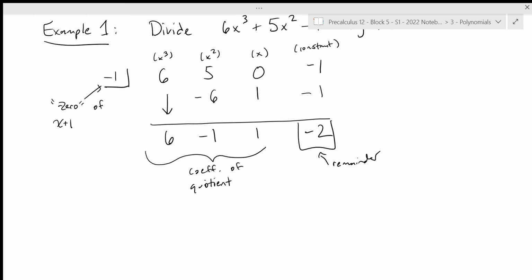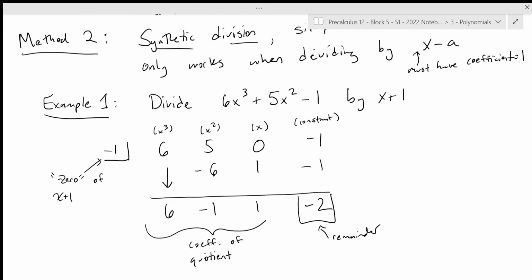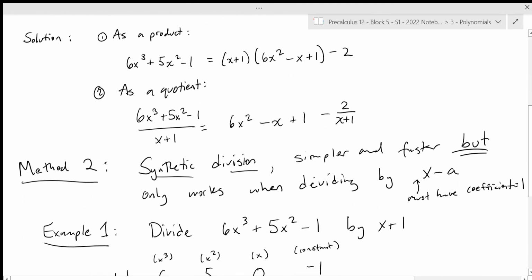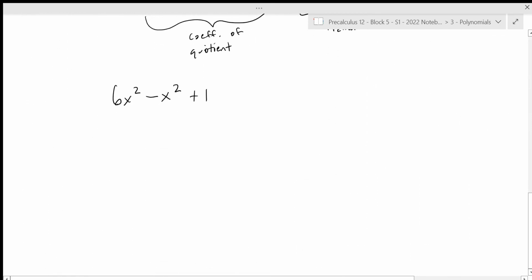So your quotient is 6x squared. Note the power has dropped by 1 from the x cubed, minus x squared plus 1. And if we go back and check what we had before, that is exactly identical to what we got before, with a remainder of 2. And you could write it the same. I'm not going to go through both different ways to write it again. You can always go back in the video and have a look at that.